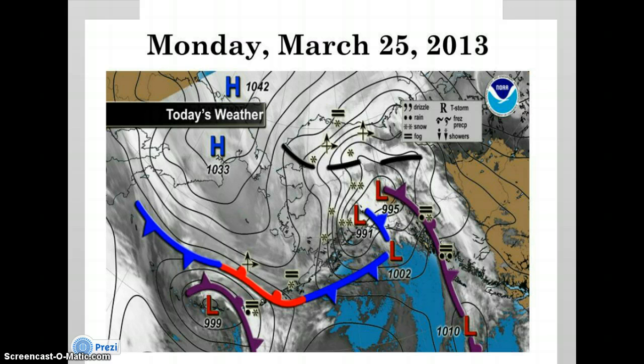The low pressure systems are moving away a little, but the high pressure systems still haven't really reached it yet. And so everything's pretty steady. The humidity's steady, dew point steady, temperature steady.